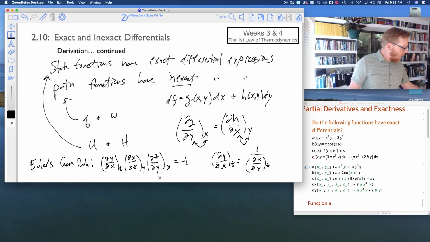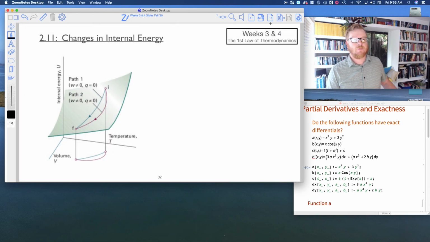Okay, so why does this matter and how does this get connected? Well, here we have this situation here. Look, internal energy on the z-axis. So this is U as a function of V and T. And so now we want to be able to apply this exactness, this test of state function or path function. And I'll end it from here and then start a new video picking up with the rest of this stuff, finishing off the first law of thermodynamics.